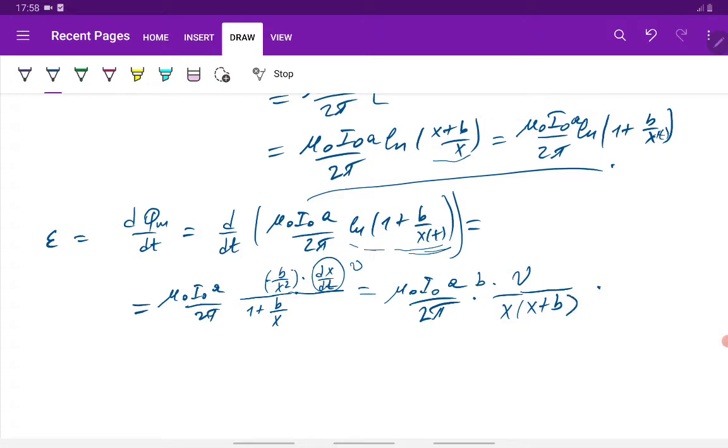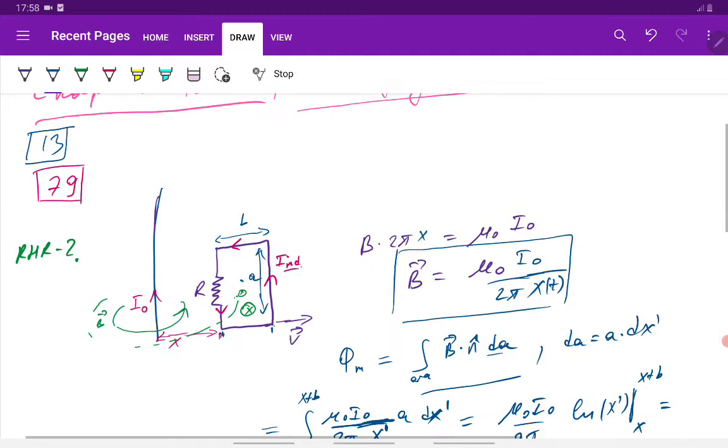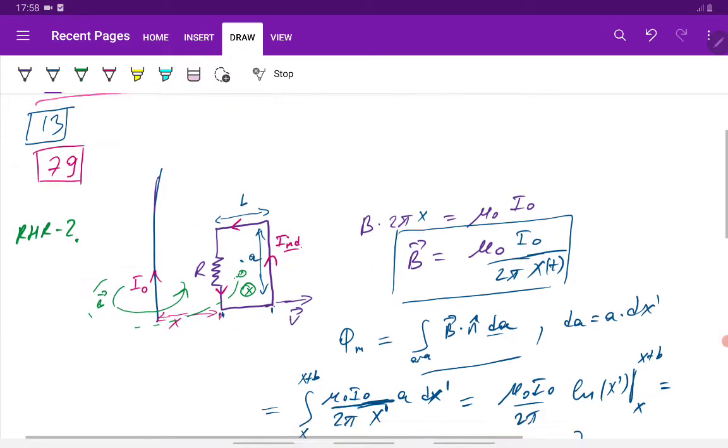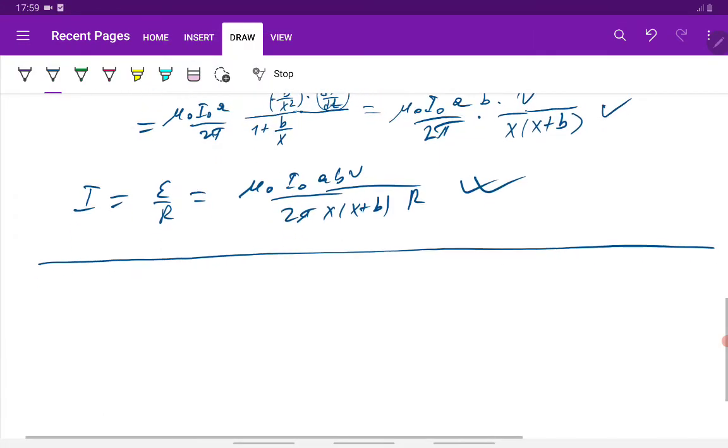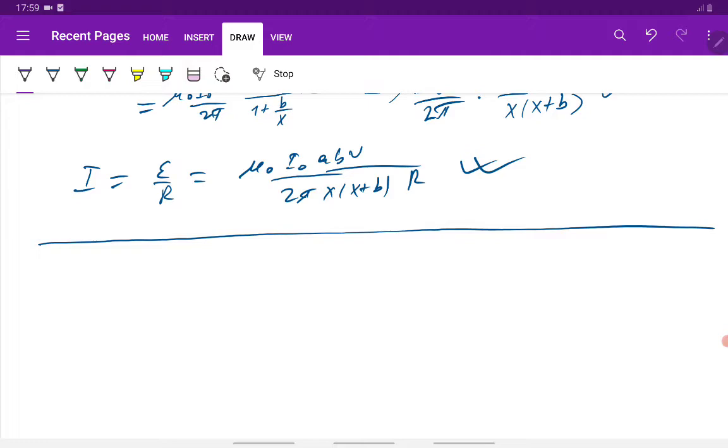So we found the induced EMF, and finally we need to find the current with this resistance. The resistance R is given, so it's just 1 over R: μ0 I0 a b v over 2π (x plus b) R. Let me check. Yes, I checked the solution from your book, and the final solutions are correct. So now let's move to problem 81.